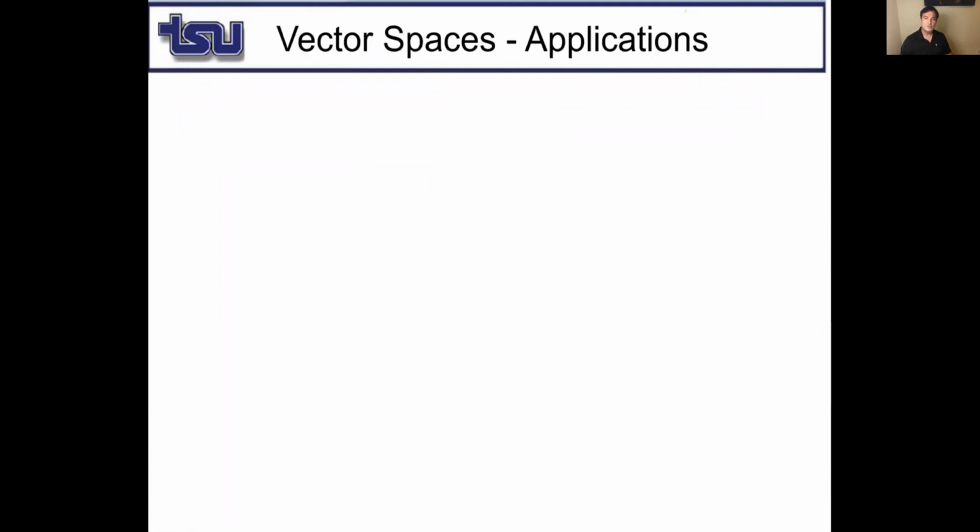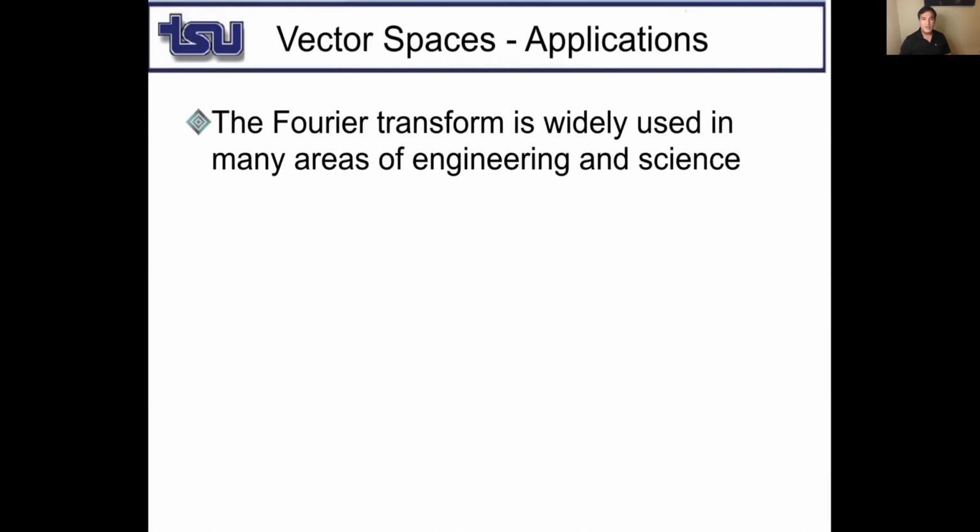So what are the applications? Well, the Fourier transform. I'm sure some of you have already used the Fourier transform in digital signal processing and image processing. It's heavily used in engineering and science. As a student, I used it for years, and as a professional scientist or engineer, I still use it.